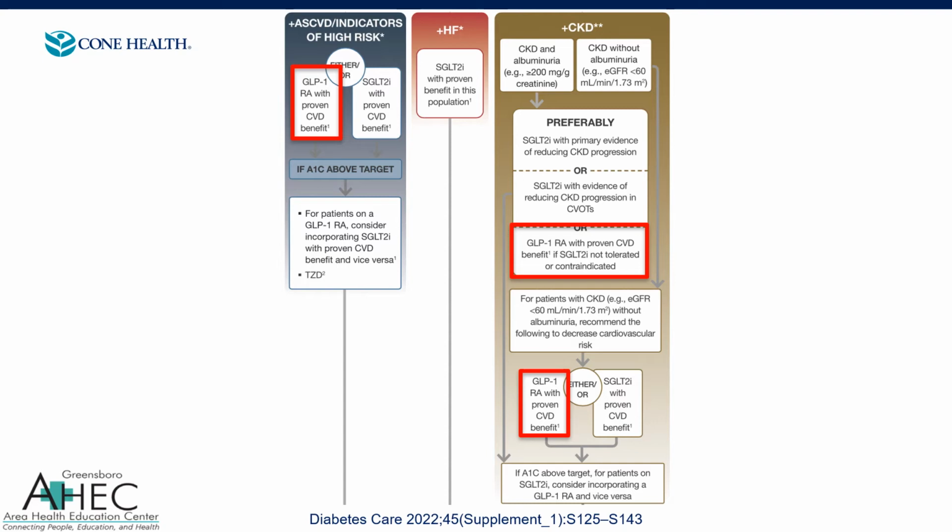We also see on the right for CKD, GLP-1s are a recommendation instead of SGLT2s if there isn't an SGLT2 that can be tolerated or is contraindicated for a patient. And they also recommend the agents that have proven cardiovascular disease benefit. And for patients with CKD without albuminuria, they recommend either a GLP-1 and or an SGLT2 to help decrease cardiovascular risk.